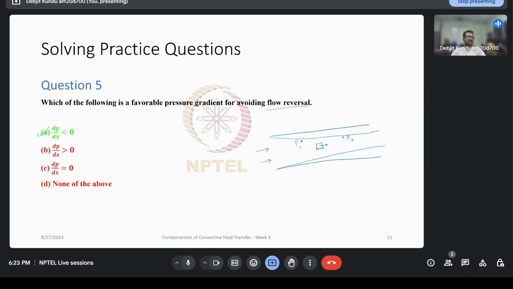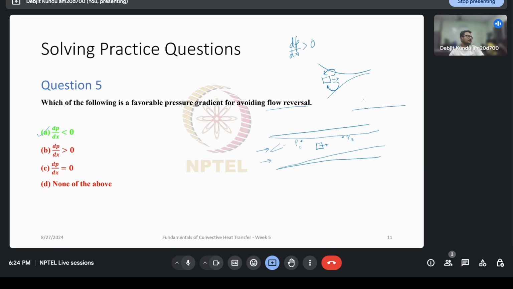So in case there is an adverse pressure gradient, which is the opposite of this, which is dp/dx greater than 0, then the boundary layers will grow very rapidly, and as a result, some parcel of fluid which is moving in this direction has a chance of reversing its direction, meaning it might roll over like this. And boundary layer separation also is another issue.